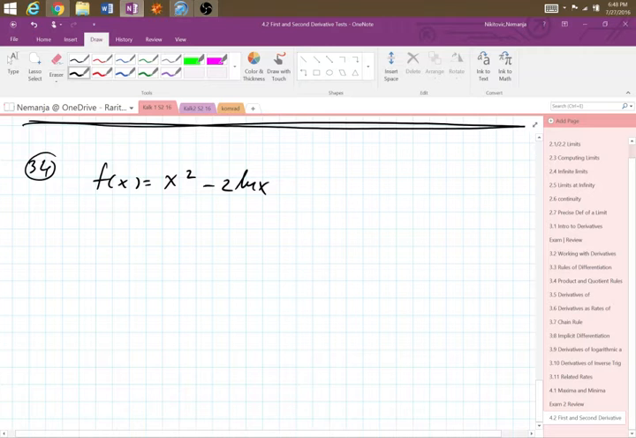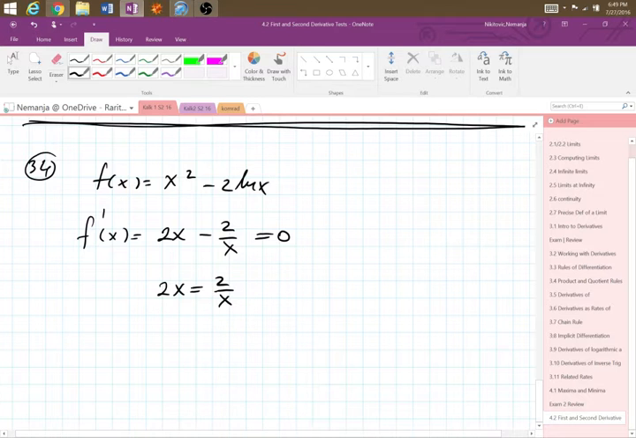Okay, let's take a look at this together. This is very structured. 1, 2, 3, done. We find the first derivative, which is 2x minus 2 over x, and we set that equal to 0. To solve this, 2x is equal to 2 over x, which is 2x squared is equal to 2, x squared is equal to 1, x is equal to plus minus 1, two values. If you square root both sides, you put plus minus. So here are our critical numbers.